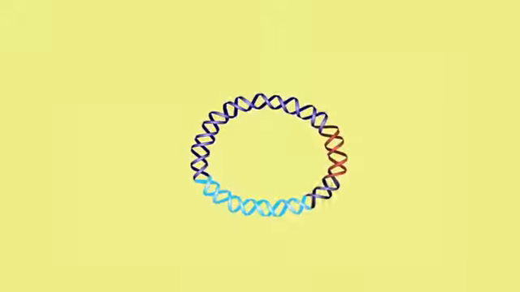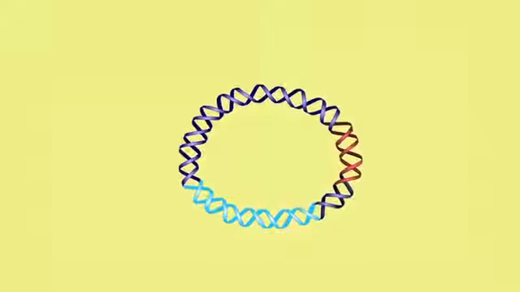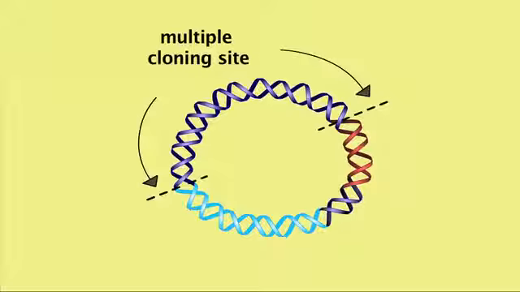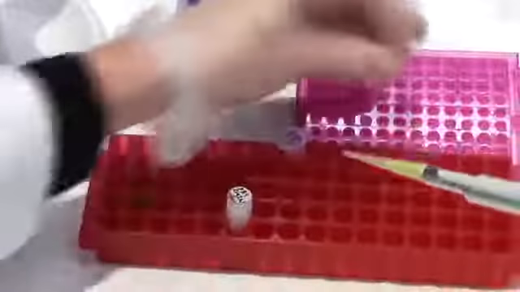Plasmids were also originally found in bacteria and are small replicating circles of DNA that have been engineered to contain a number of different restriction sites inside what is called a multiple cloning site. I then take a sample of the insulin gene that we generated earlier and add it to the second tube.